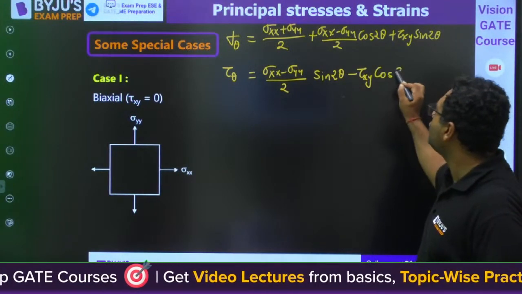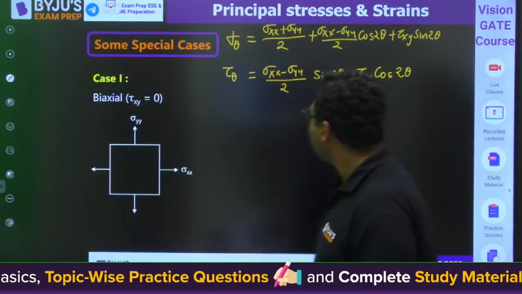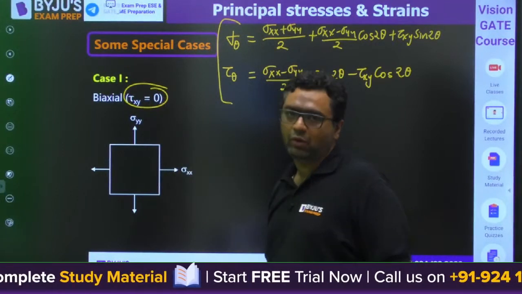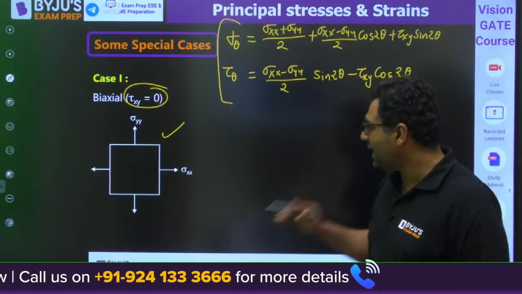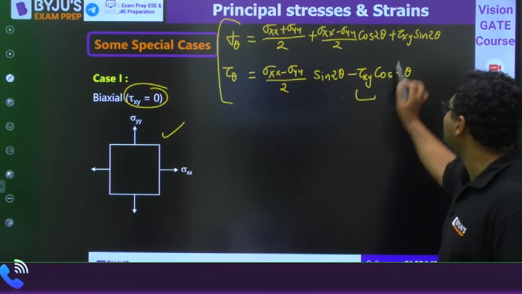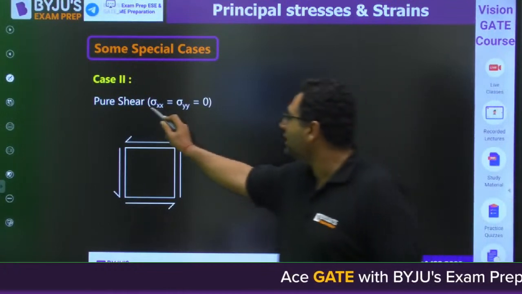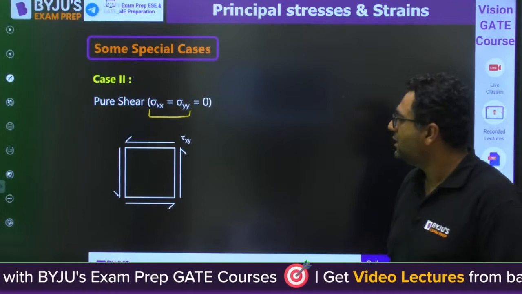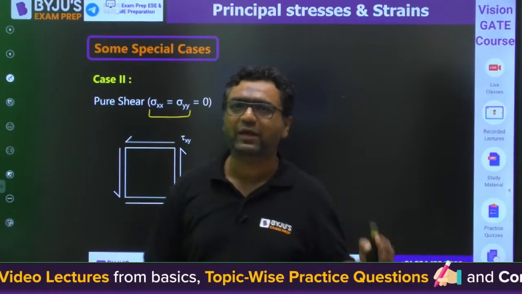So if you see these two equations, my dear, you can see one more wonderful thing from here. If in this equation I put tau xy as 0, I will get the result for biaxial loading very easily. So my dear, I will not be writing the result because you know what you need to do. You just need to put tau xy 0, you will get the result for biaxial loading. Similar to that, if you put sigma xx and sigma yy 0, you will get the result for pure shear case. Similarly, my dear, you can derive for any type of case.